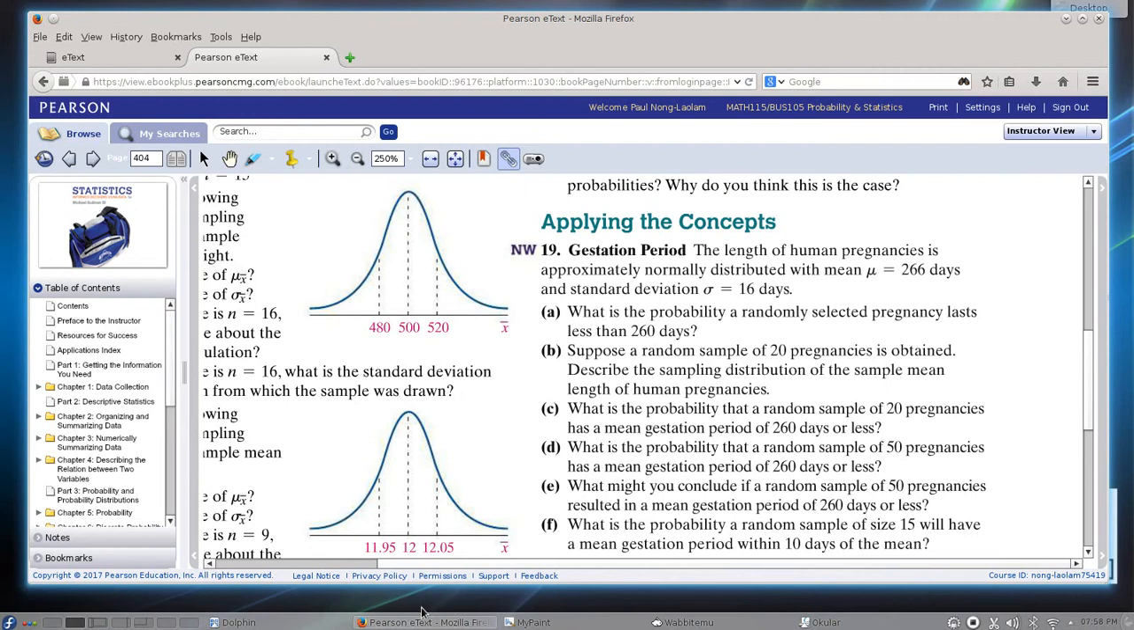The first question that we need to address is to compute the probability that a randomly selected pregnancy will last less than 260 days. So in this question here, we are talking about a single observed value that has a probability which lasts less than 260 days. We need to translate this into a probability equation, and we write it as follows.